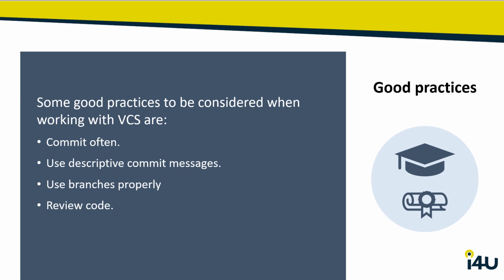Use branches properly. It is important to isolate changes, experiment with new ideas, collaborate on features, or solve bugs and problems in the project without affecting the stable version of the program. Review code. It is important to ask for a pull request before merging changes into the main branch to identify potential issues, improve the quality of the code, and ensure matching with best practices and coding standards.